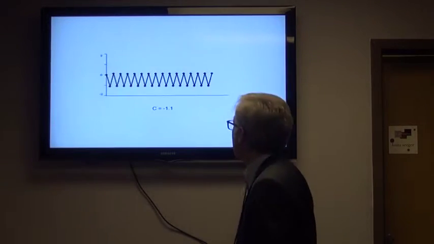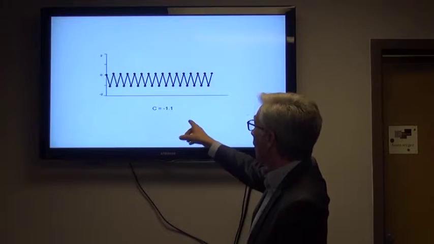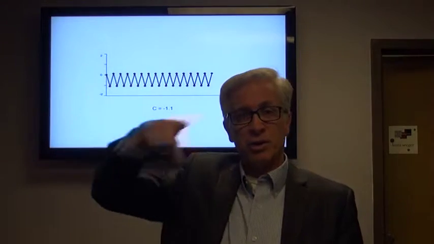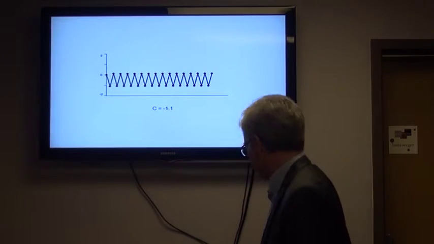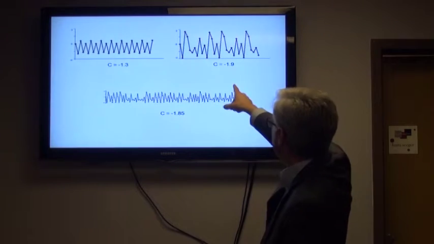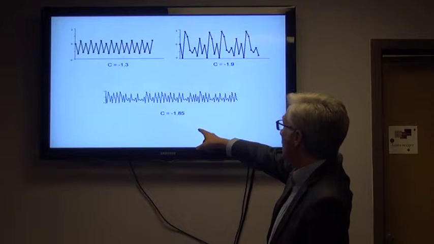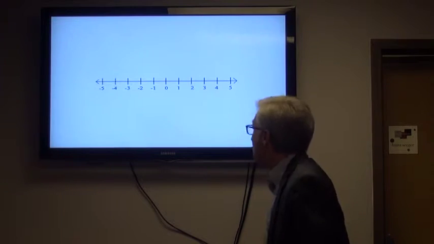You can represent this graphically. So if you set c equal to negative 1.1, this is where the numbers sort of go back and forth, right? If you set c to negative 1.3, you get that structure. If you set c to negative 1.9, you get that weird structure. There's c at negative 1.85.